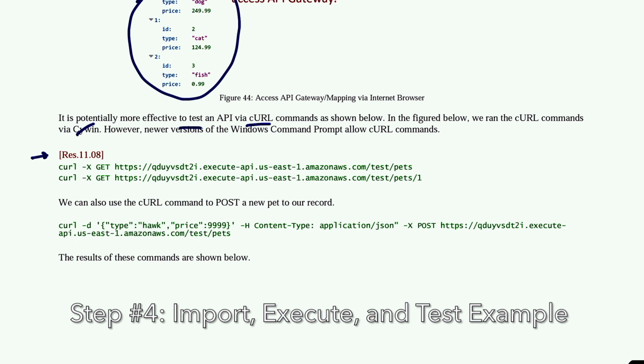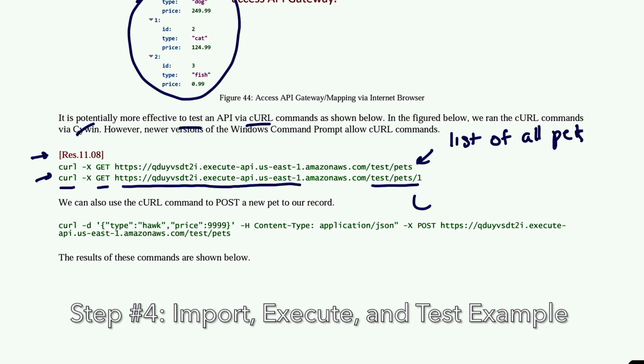So what we're doing is running two different curl commands. Curl get, we include the URL, and then the path is appended to the end. This right here would return a list of all pets. And this right here would return just the first element. Now, the browser cannot be used to perform the post requests. However, the curl commands can.